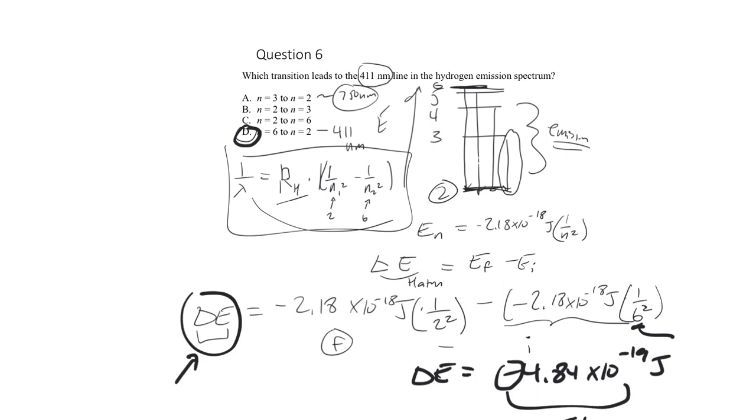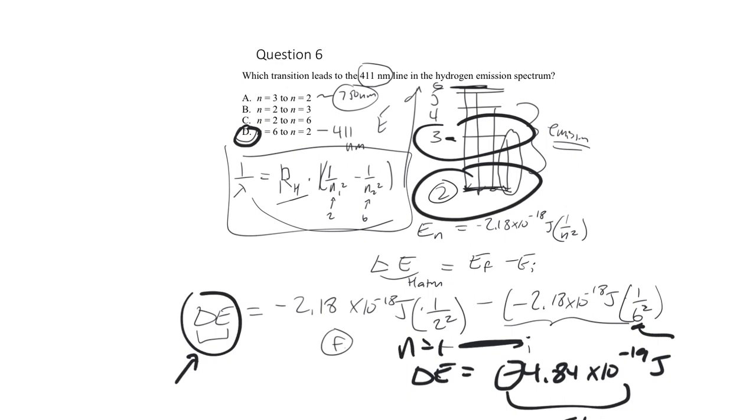Remember, the visible ones all end in 2, the UV ones all end in the 1 value, because relatively speaking, I'm going to draw a weird line in here, but the n equals 1 is a lot lower in energy compared to the n equals 2. So all the transitions of 6 to 1, 5 to 1, 4 to 1, etc., are all in the UV region. All the transitions that end in 3 are, excuse me, in the IR region. So your 6 to 3, 5 to 3, 4 to 3 are all in the IR region, the infrared region.